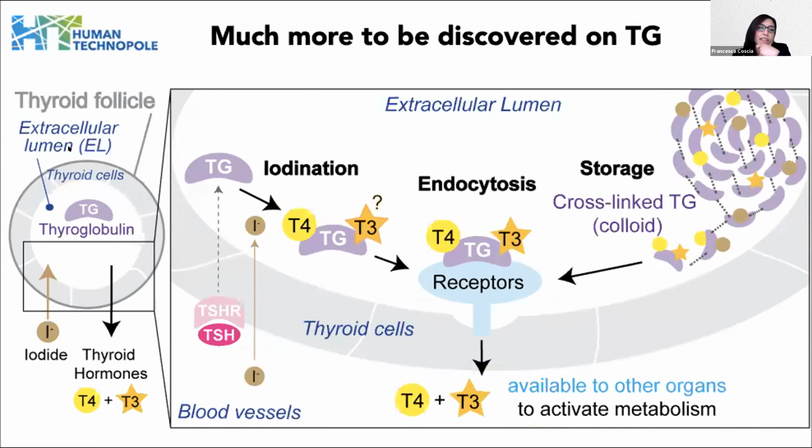In particular, in the extracellular lumen, thyroglobulin is able to control the T3 to T4 ratio, to control the hormone release by receptor-mediated endocytosis, to provide an efficient storage of the iodine, and to cross-link in a dense extracellular matrix. So with this structure, we are just at the very beginning of understanding all this process. And in my group at the Human Technopole, I'm going to investigate these aspects in depth. So there's much more to be discovered on TG.